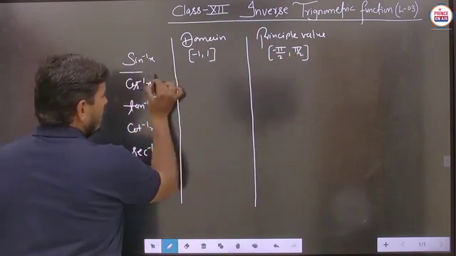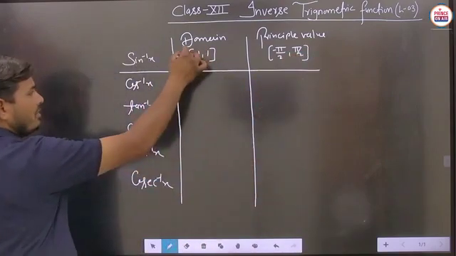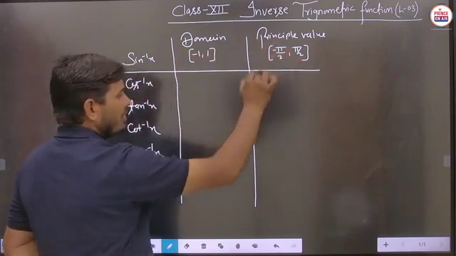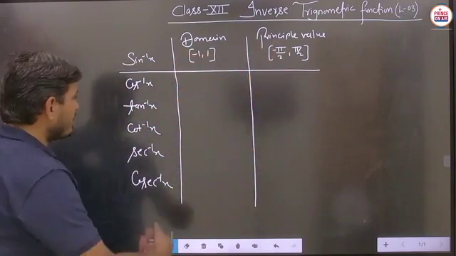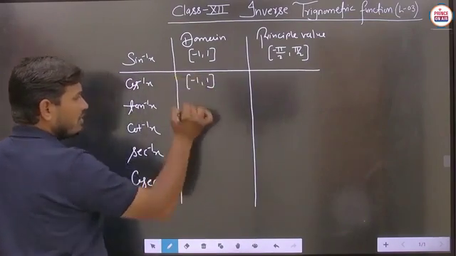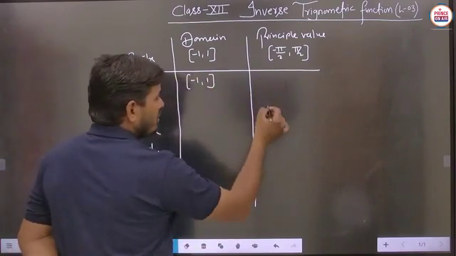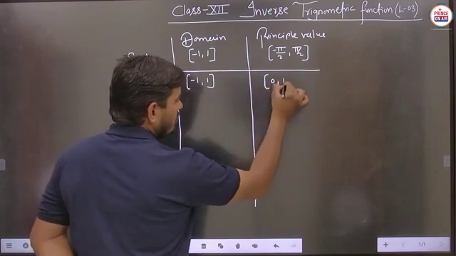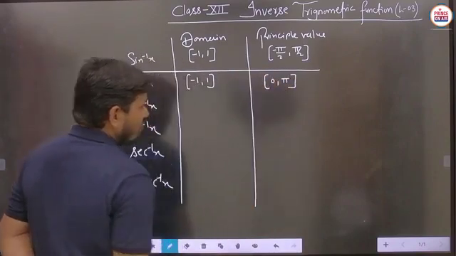It means we can provide the input from this section, and the output of this function will always lie in this interval. Next, cos inverse x: again the domain of this function is -1 to +1, and the principal value of this function is taken from 0 to pi. Is it clear?